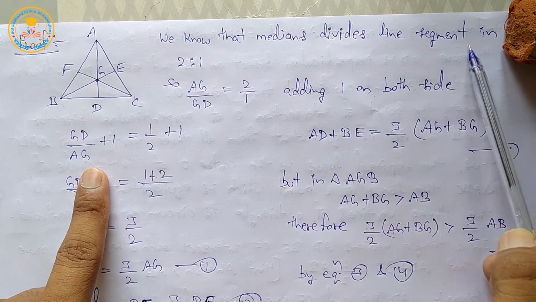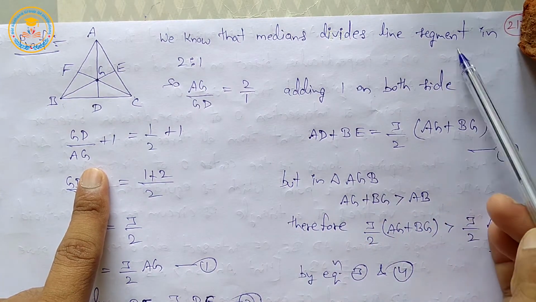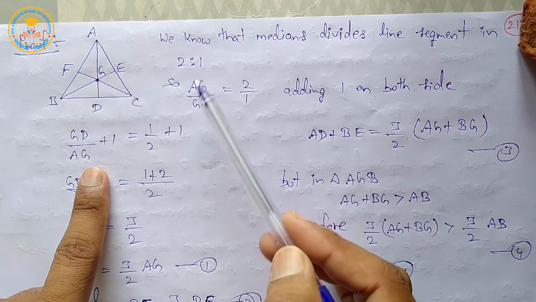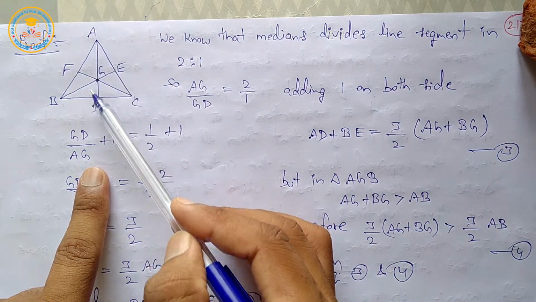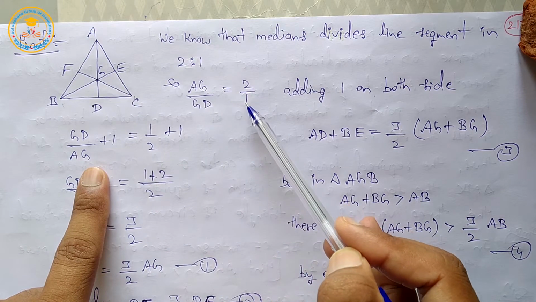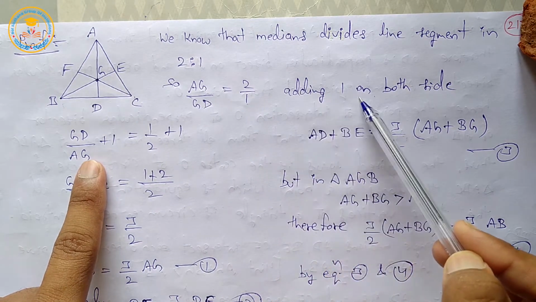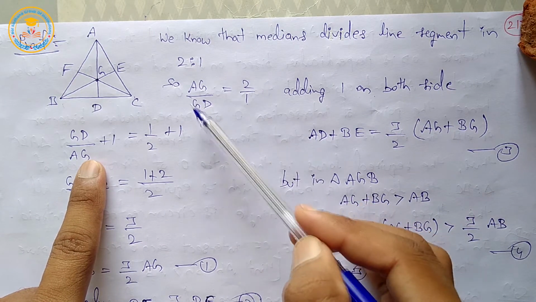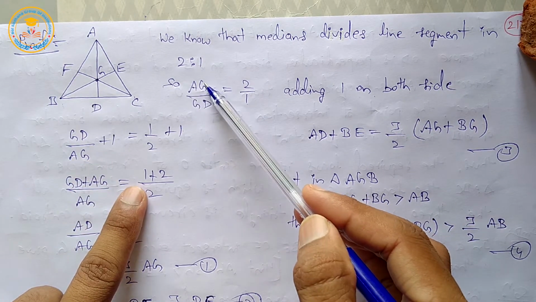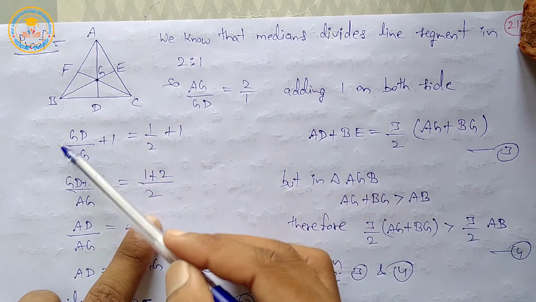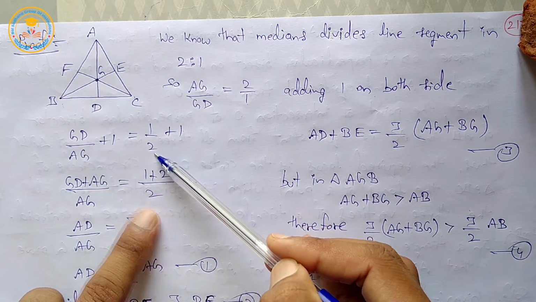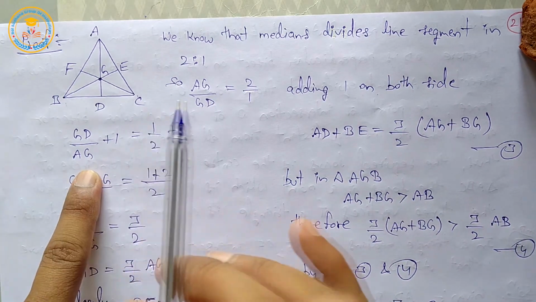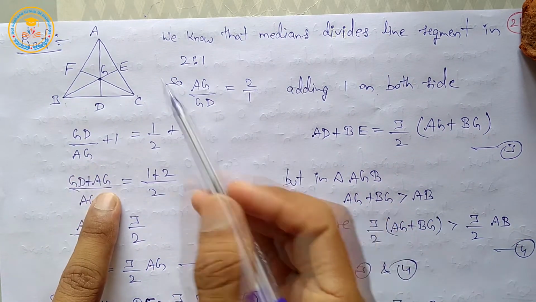It means first we calculate the value of AD, then we calculate the value of BE, and third we calculate the value of CF. According to what is to be proved, why do we calculate AD and BE? Because we prove AD plus BE. So first we calculate the value of AD, then the value of BE, according to the proof.